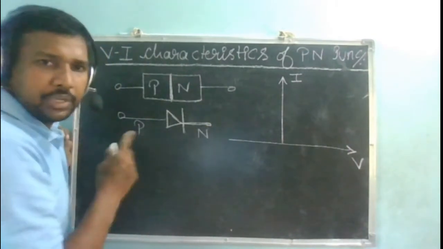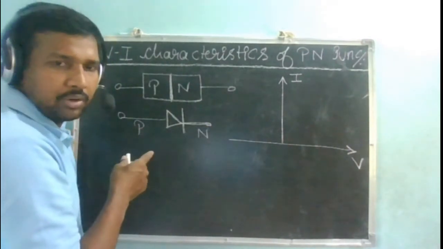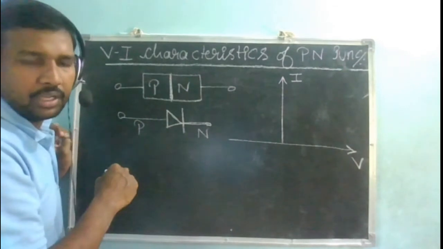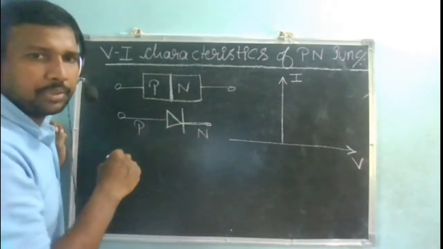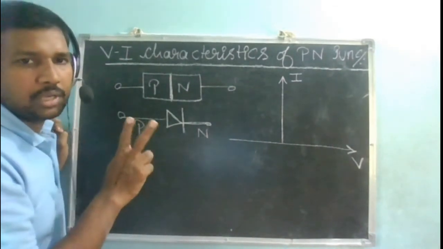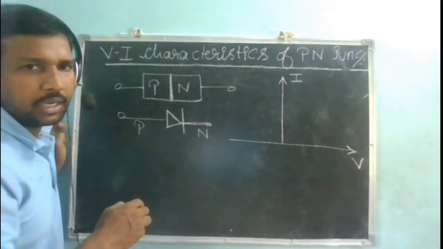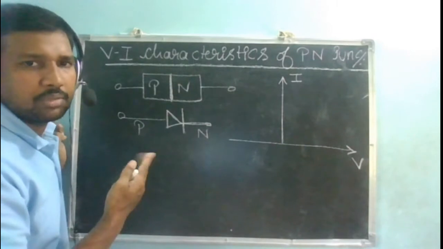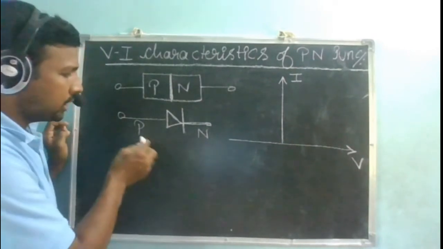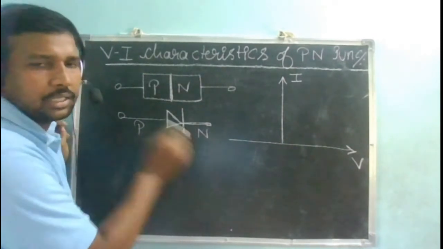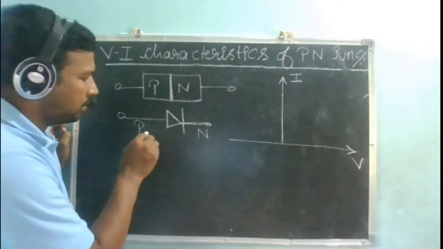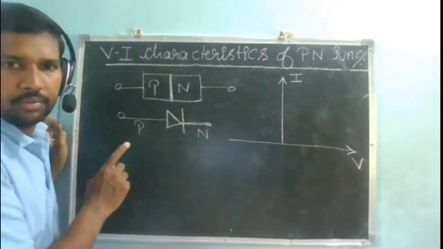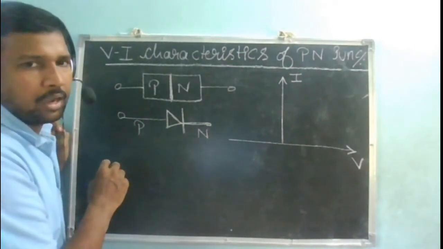So a PN junction diode is a two terminal device. Let this be the first device that we are going to start now, which is a two terminal device. What are the two terminals? P and N. Is this okay? Yes or no?